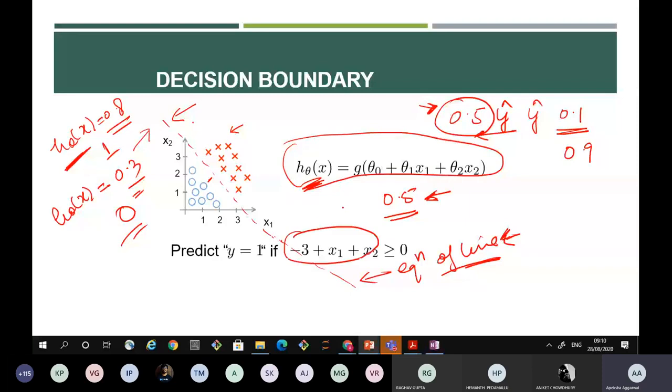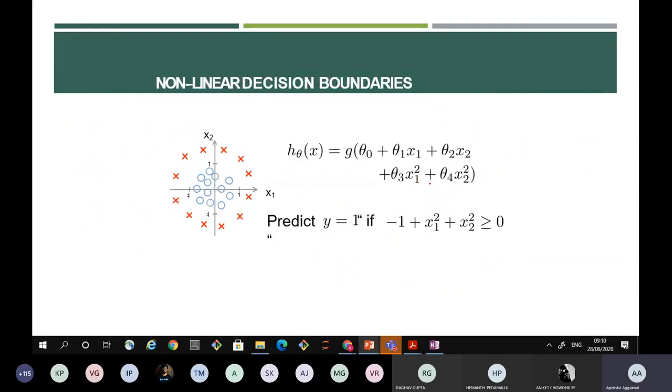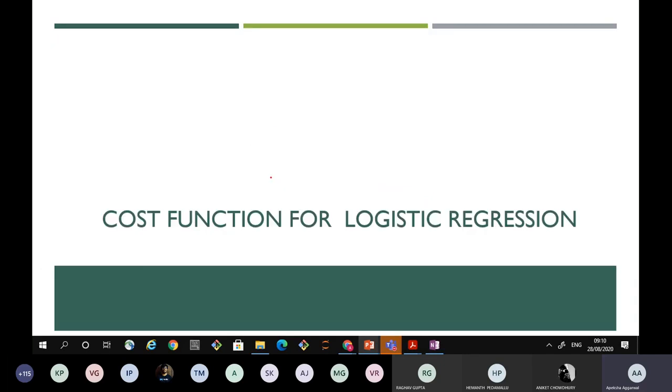Okay, so is it clear, whoever asked? This does not represent 0.5. This only represents that we are classifying into two partitions. Basically, this is for nonlinear boundaries. The equation of this circle would be something like that. So this is a nonlinear boundary.